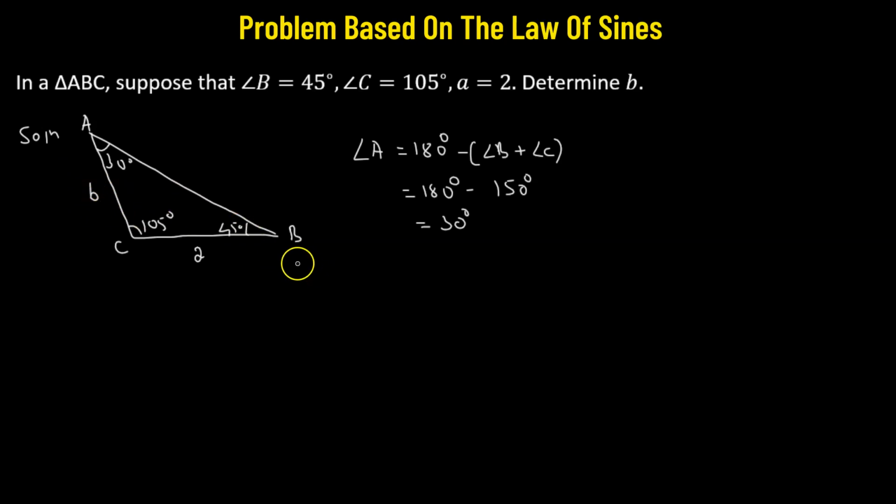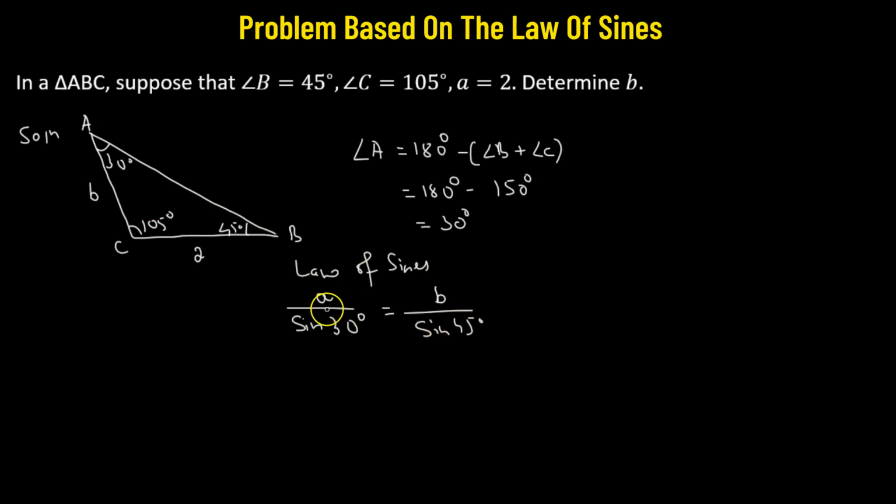Now, we will use the law of sines. The law of sines states that the ratio of side a to the sine of the angle opposite to it, so the sine of the angle opposite to a is 30 degrees, will be equal to the ratio of side b to the sine of the angle opposite to angle B. So that's sine 45 degrees. So this is the law of sines.